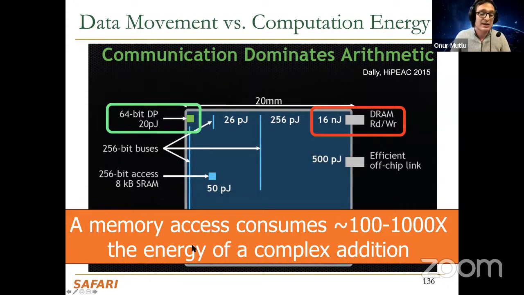So today a memory access consumes 2 to 3 orders of magnitude the energy of a complex addition, and this is depicted in this figure. These numbers are relatively old. It doesn't matter. The 2 to 3 orders of magnitude remains today. Basically, a 64-bit double precision floating point operation consumes 20 picojoules. A DRAM read or write to access one of the elements consumes 16 nanojoules.